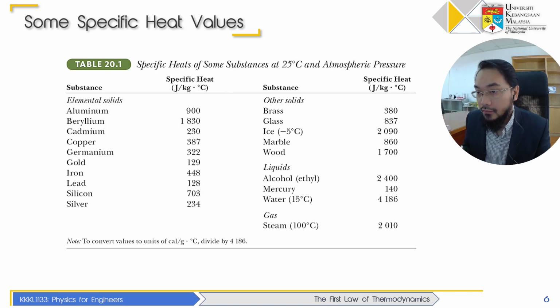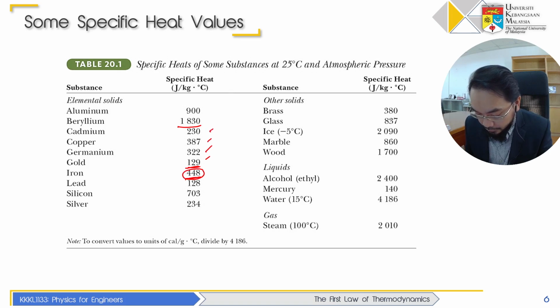So for example, let's look at something like beryllium. It has a very high specific heat. That means you have to supply a very large amount of thermal energy in order to increase the temperature by 1 degree Celsius for each kilogram. Compare that with something like gold, which has a very low specific heat. And if you look at iron, it is not very high, but relative to the other types of metals, iron has quite a high specific heat, which is 400 plus. The rest have less than that.